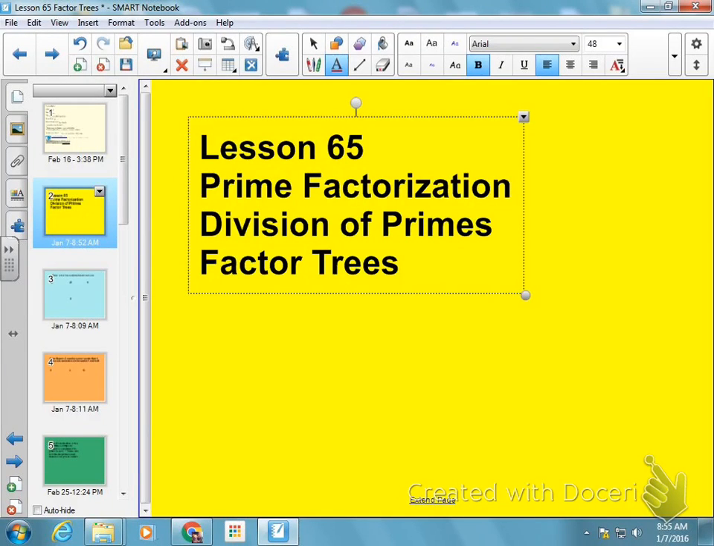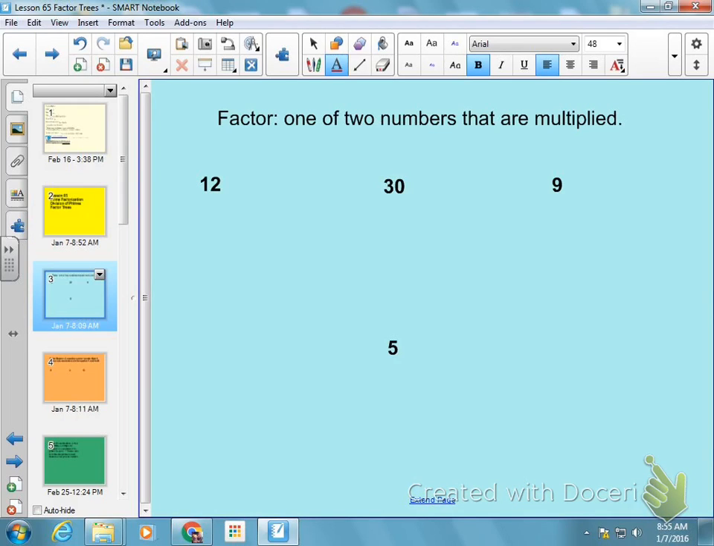Okay, so today we're going to be learning lesson 65, which covers prime factorization, division of primes, and factor trees. Feel free to pause the video anytime you need to make sure that you copy down everything you need to in your notes. Alright, so let's start.